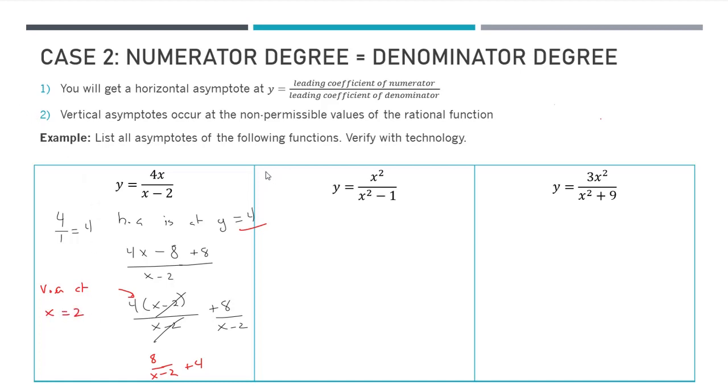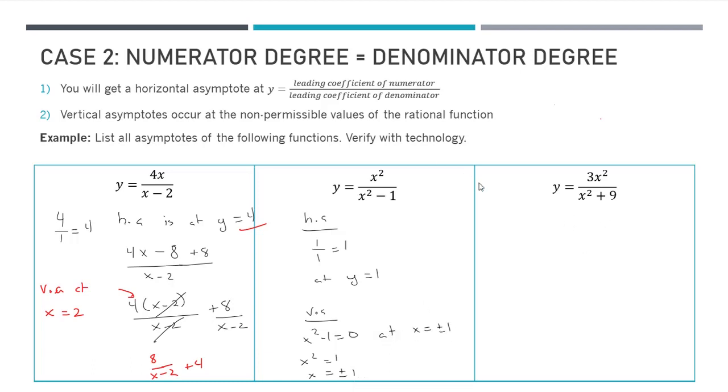Okay, let's look at our next one. So here, the degrees are the same, both 2. So for our horizontal asymptote, it's going to be 1 divided by 1, which is 1. So then it's at y equals 1. For our vertical asymptote, we're going to look at the denominator. So x squared minus 1 equals 0. We'll add 1 to each side, and so you square root, you get plus or minus 1. So therefore, they're at x equals plus or minus 1.